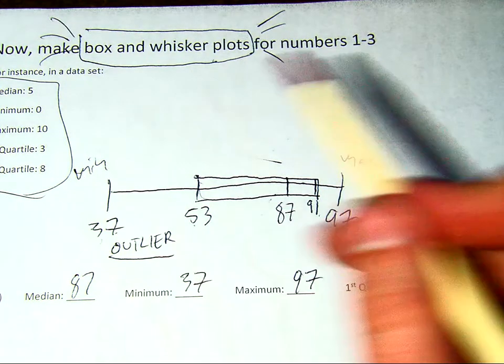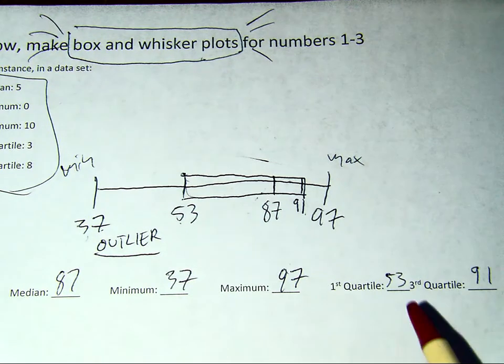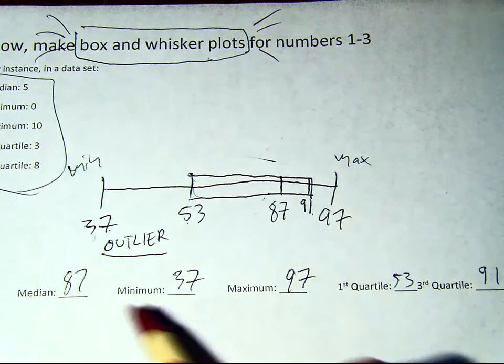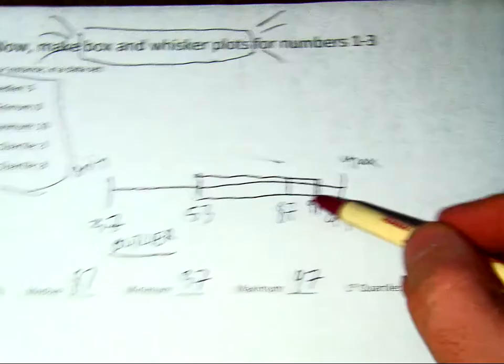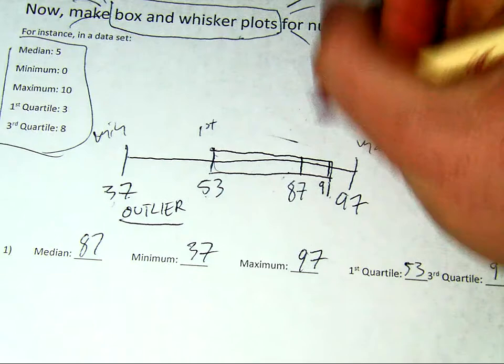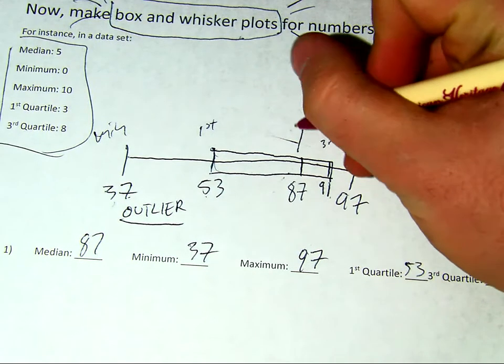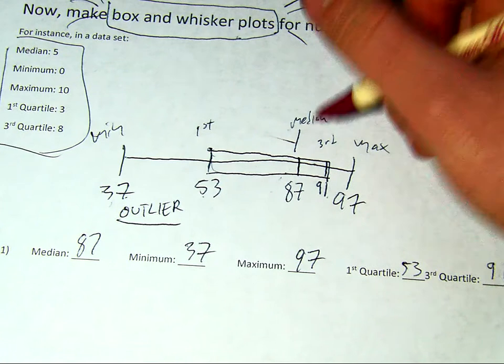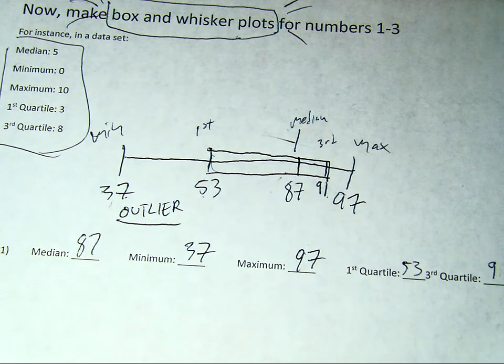Set your min, set your max, find your quartiles, first and third, find your median, mark it, make a box to connect your first to your third. I'm going to mark those down. And that's a box and whisker plot. We'll be able to read them, make them, talk about them. That's how we talk about data in the data world.